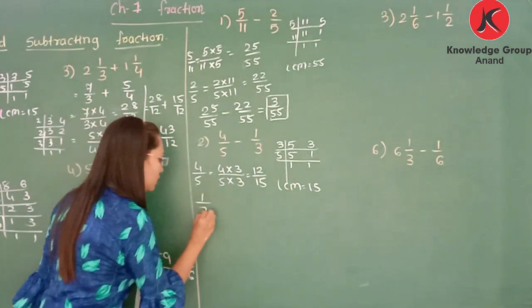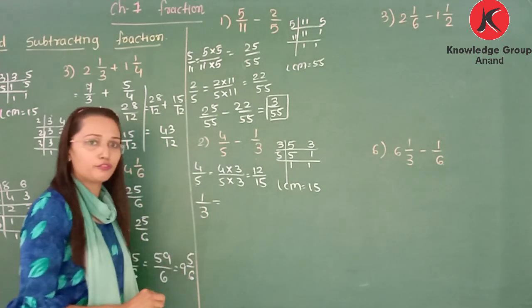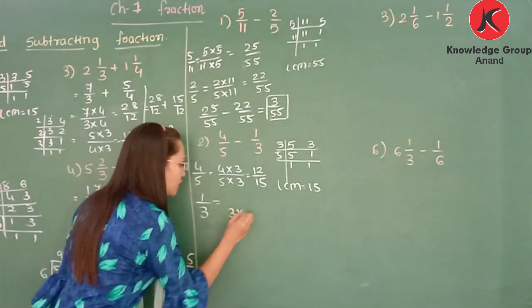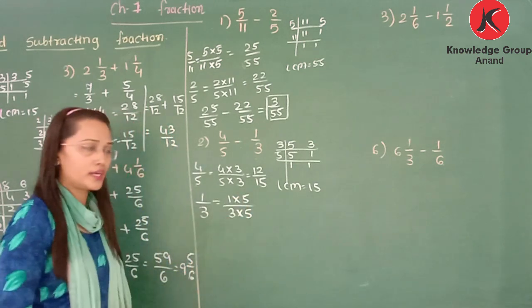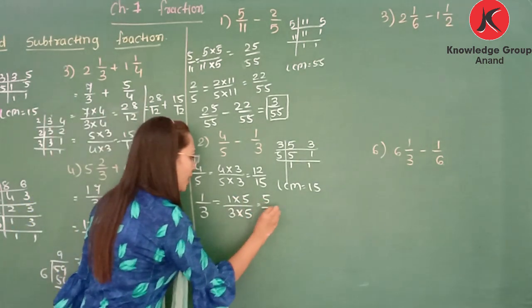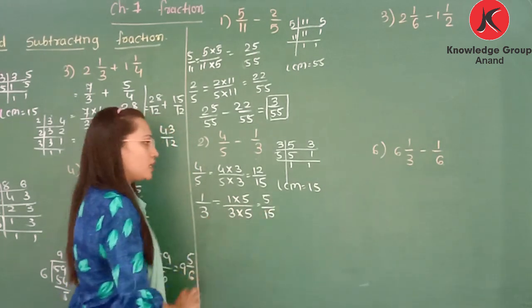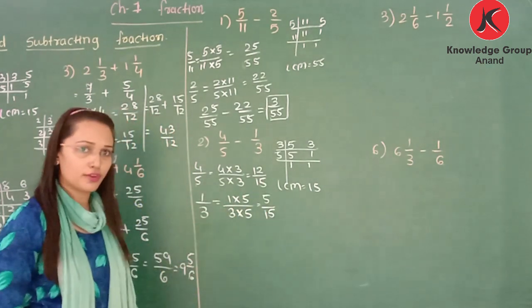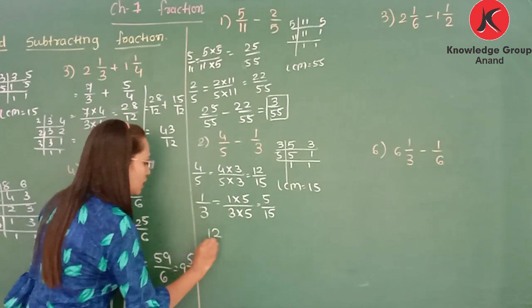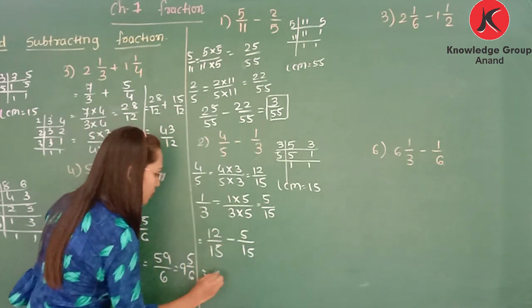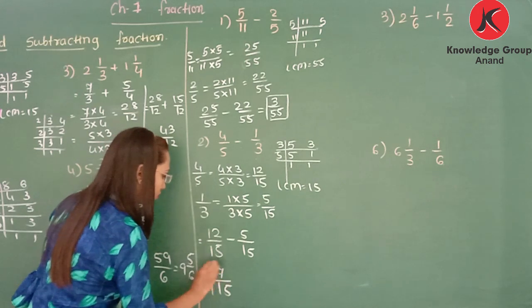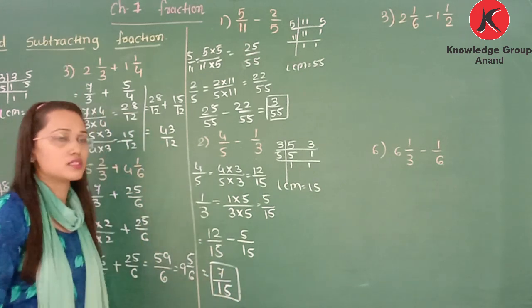Now 1 by 3. How can we get here 15? If we multiply 3 with 5. So the same number we should multiply in the numerator. Now 5 by 15. So these two are equivalent fractions. Now perform this subtraction. 12 by 15 minus 5 by 15. So that is 7 by 15. So this will be our answer.